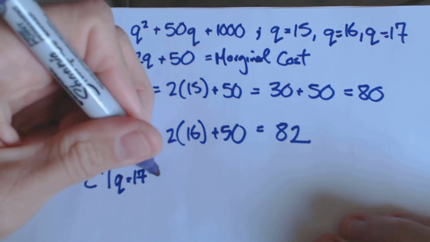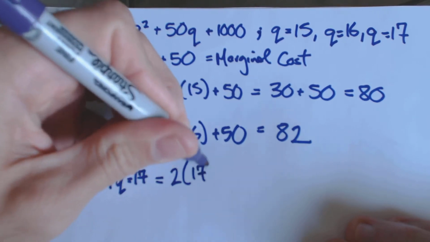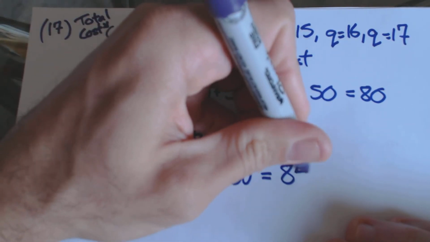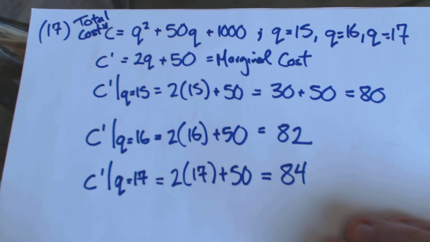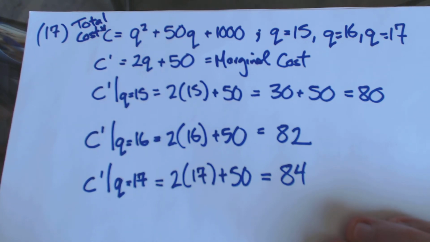Alright, so let's evaluate the marginal cost at output of 17 units. So it's going to be $84. So after producing the 17th unit, the cost of producing one more unit is going to be $84. The marginal cost of producing one more unit at a quantity level of 17 is going to be $84.